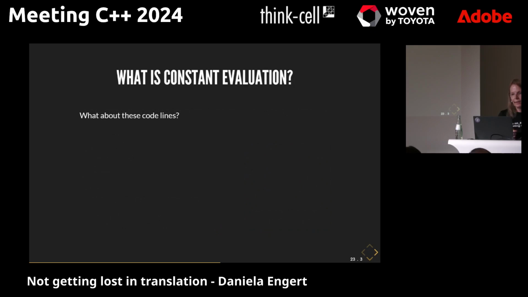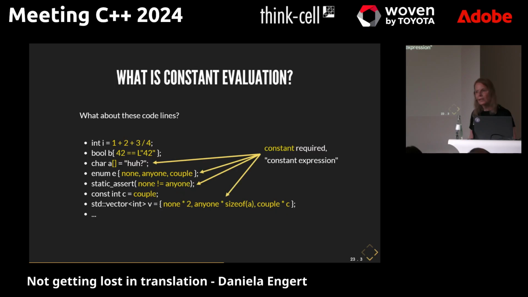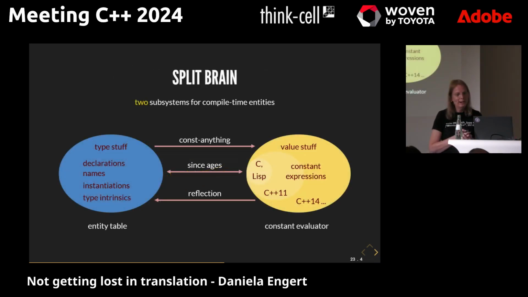And if we look at our C++ code, we see lines like this. It's just a random set of lines that you might encounter. And we see a couple of lines here which actually require constants. And this means we have to do constant expressions and constant evaluation in here. So now we know what constant expressions and constant evaluation means. We can look at the full picture of what a compiler does.